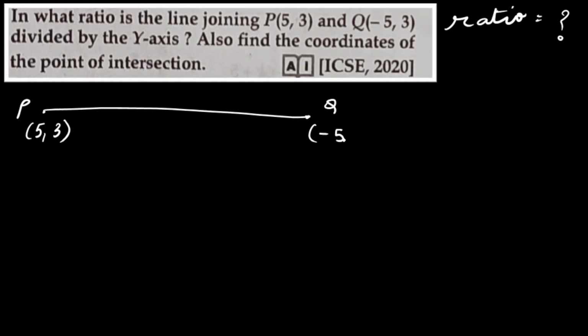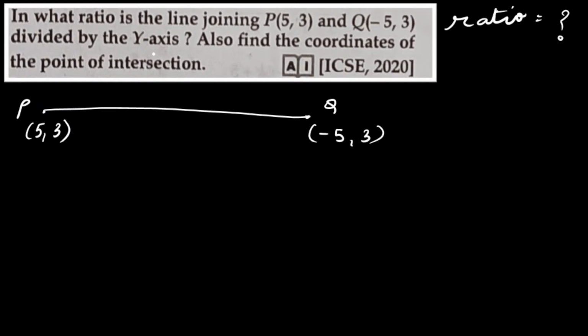Let's do the next question. So we have to find the ratio, as we have already discussed. In what ratio? Clearly it is mentioned, that means here we have to find the ratio. A line segment PQ is given to us. So we can draw line segment PQ and the coordinates are given. P's coordinates are 5, 3 and the coordinates of Q are minus 5, 3.